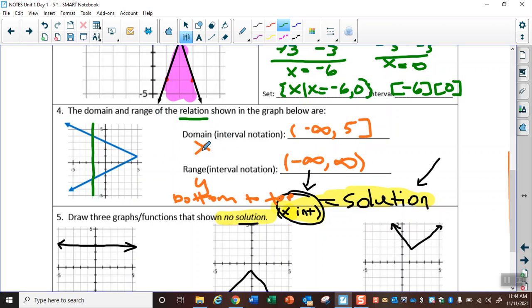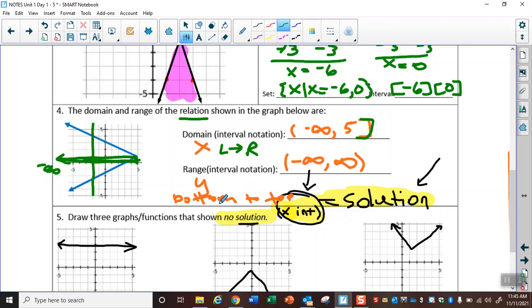I want the domain, so that's the x values. It goes forever to the left, so it goes to -infinity here, and it stops at 5 when x is equal to 5. That is actually part of this function here. But the -infinity would be parentheses. So it goes from domain, left to right, -infinity to 5. That is my domain. Domain is the x values, and you go left to right.